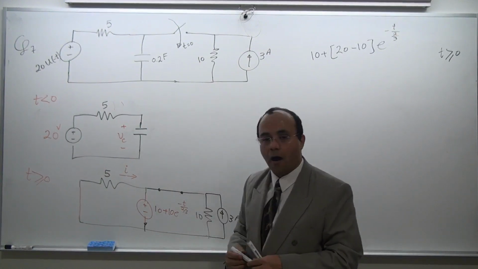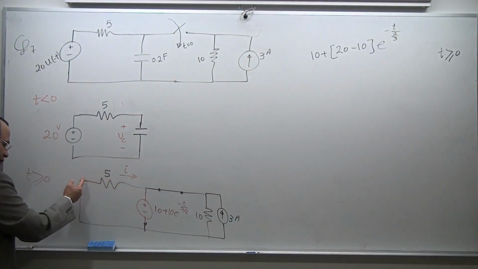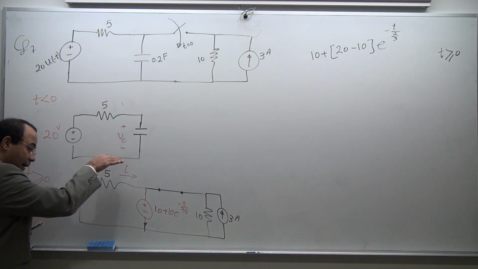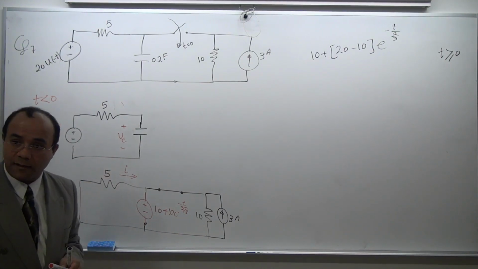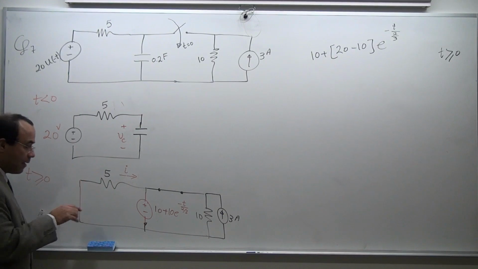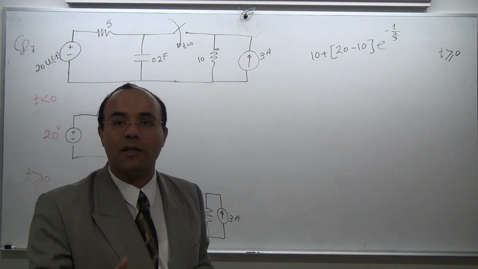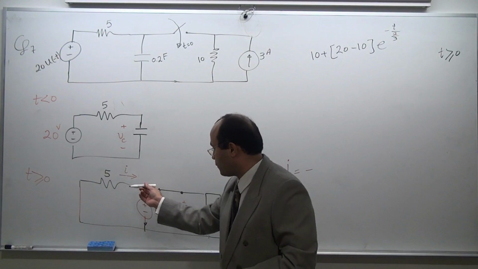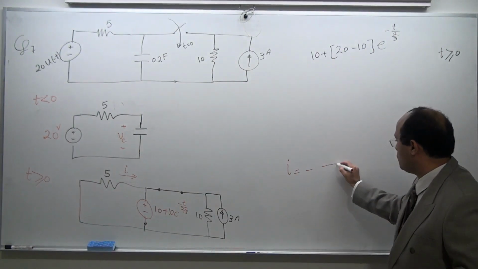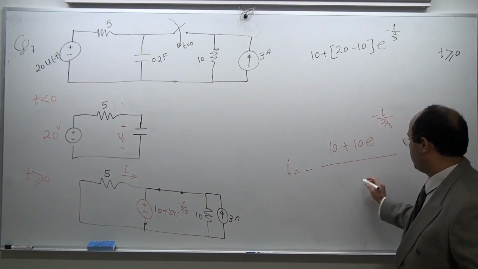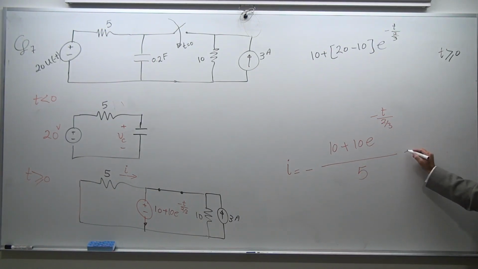Now, if I'm asking you to find I, okay, take a look at this 5 and bring it in front of this voltage source. Now, I'm asking you to find I this way, but this voltage is dumping itself across the 5, and since this is plus and this is minus, the current is going to go this way. Because I'm asking the opposite value of the current provided by the Ohm law, I is equal to minus 10 plus 10 e to the power of minus t divided by 2/3 divided by 5. Done. It's minus 2 plus 2 e to the power of minus t over 2/3.